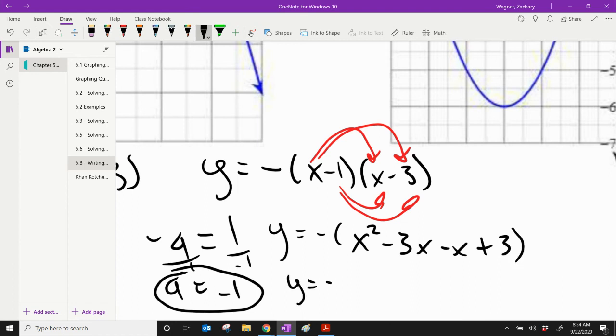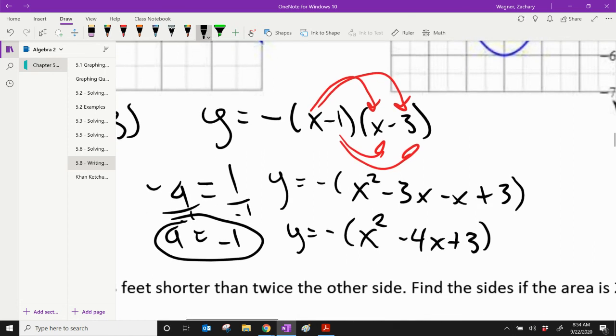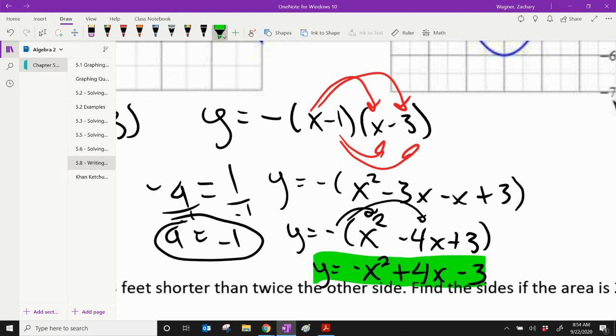That negative sign stays outside. Do not multiply that in yet. -3x minus x becomes -4x. At this point, now you distribute that negative sign to every single term. Every single term becomes -x squared, -4x becomes positive, and +3 times -1 is -3. That is standard form. Your A value is -1, your B value is 4, your C value is -3. Very nice.